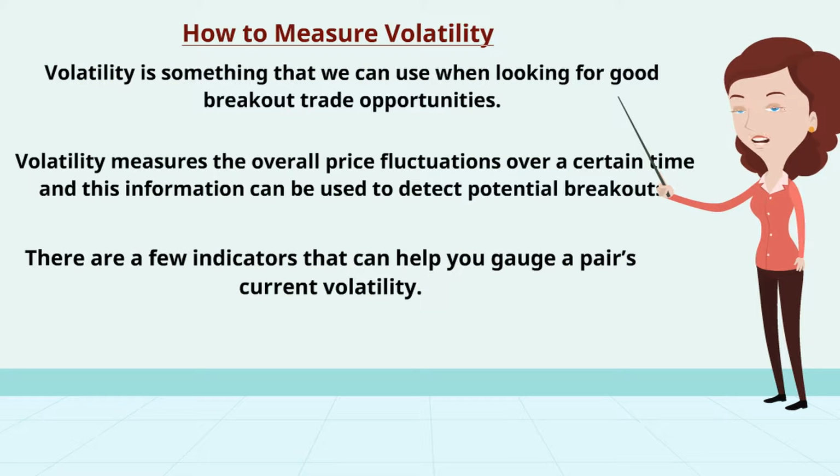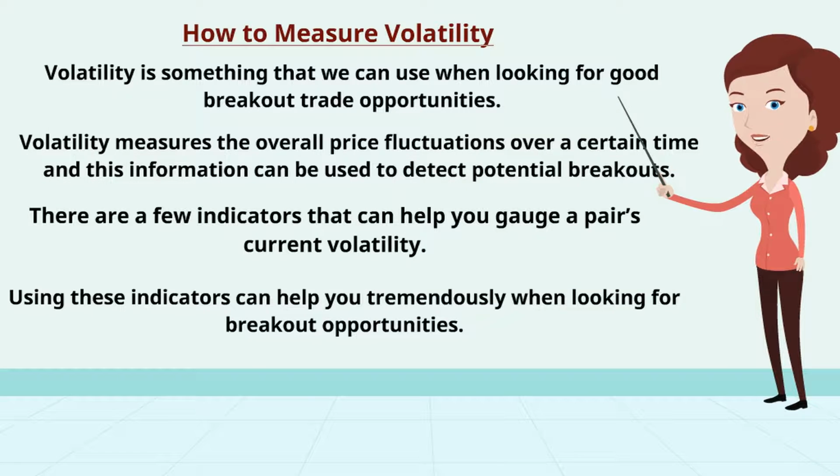Let's talk about how to measure volatility. Volatility is something that we can use when looking for good breakout trade opportunities. Volatility measures the overall price fluctuations over a certain time, and this information can be used to detect potential breakouts. There are a few indicators that can help you gauge a pair's current volatility. Using these indicators can help you tremendously when looking for breakout opportunities.